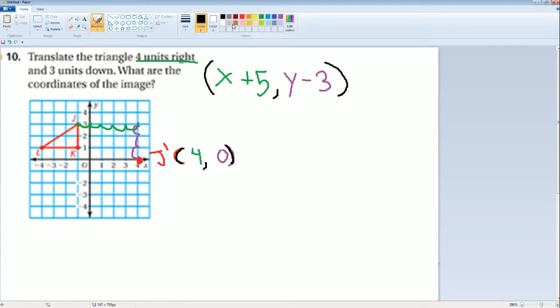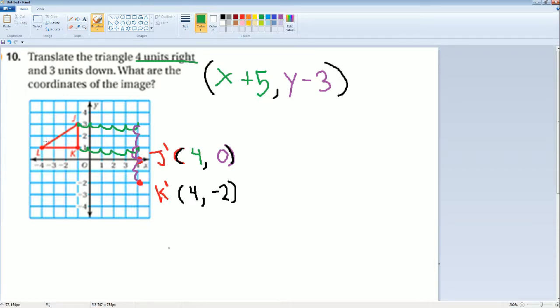Let's do that for this K here. Again, X is going to be plus 5, so we're going to do that: 1, 2, 3, 4, 5. Then we go down 3: 1, 2, 3. So this is your new point for K. We call that K prime. And that point is 4, comma, the Y value here is negative 2.